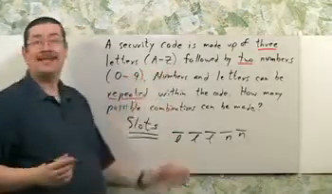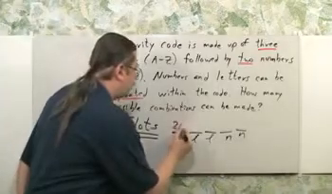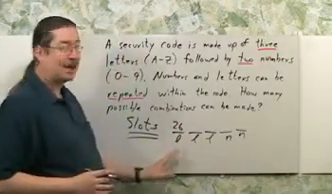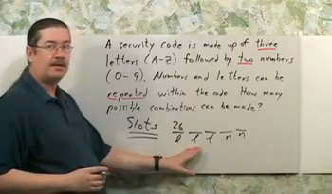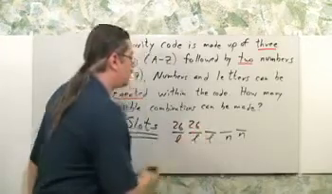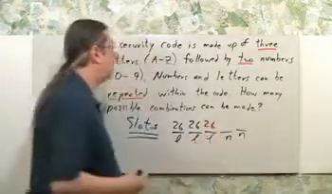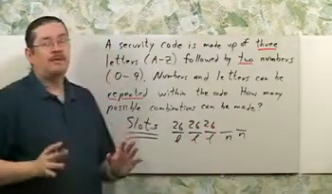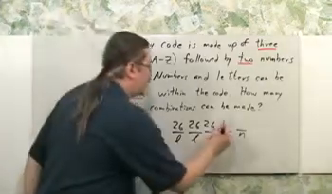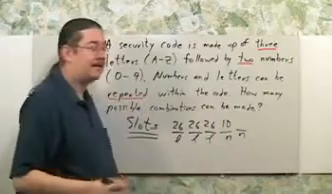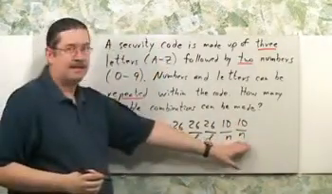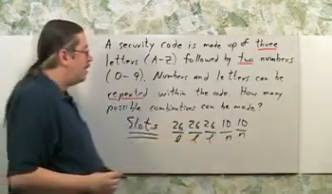Now, how many letters are available to place in the first slot? A through Z, there's 26 letters. Repetition is allowed, so all 26 are available to use for the second slot. So there's 26 also, and 26 for third. How many total numbers are available? Well, there's 10 digits, 0 through 9. And since I can repeat the numbers, all 10 are available for the second number choice.